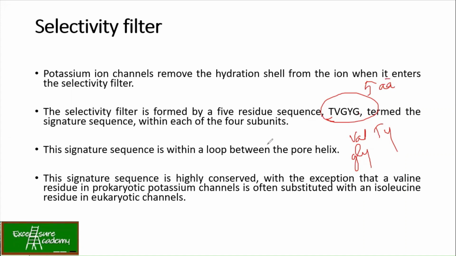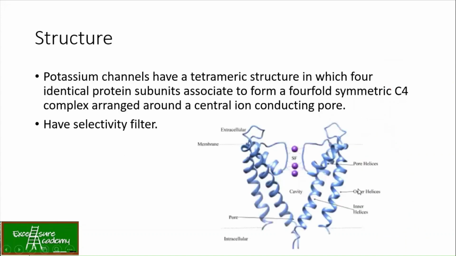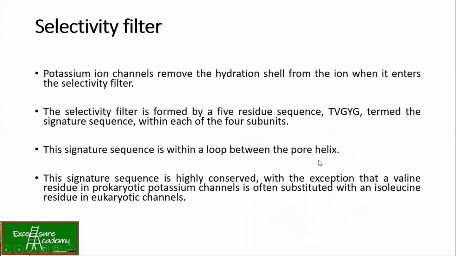Okay. So the signature sequence is within the loop between the 4 helix. Now what was the 4 helix? If you have seen in the figure, अगर notice किया हो, these are your 4 helix. ये pore helix के जो loops रहते हैं, those are interacting with the ions. This signature sequence is highly conserved with the exception that a valine residue in the prokaryotic potassium channel is substituted with isoleucine in the case of the eukaryotic potassium channel.